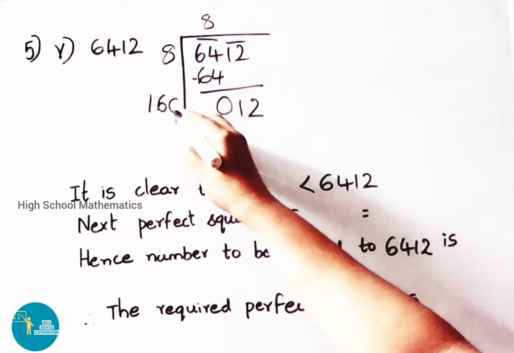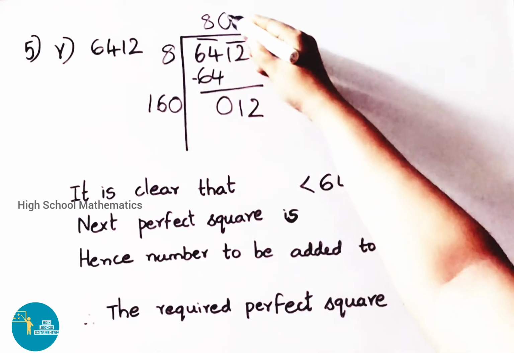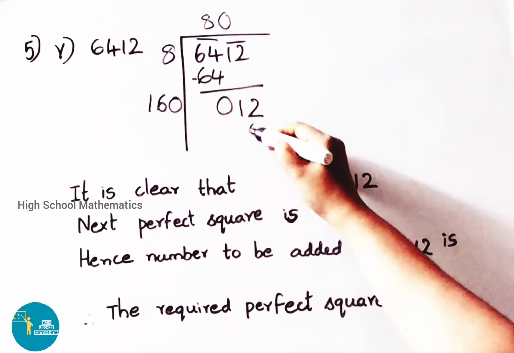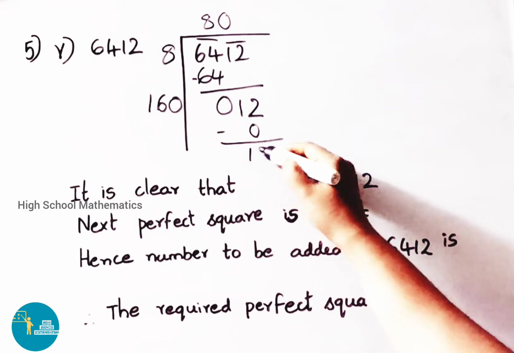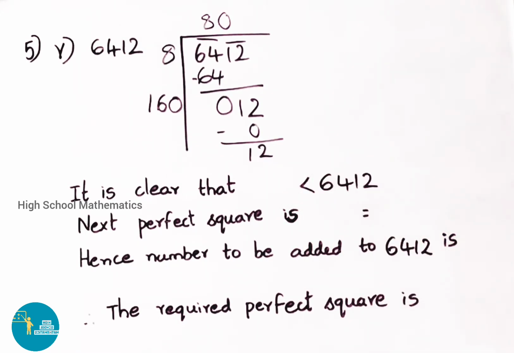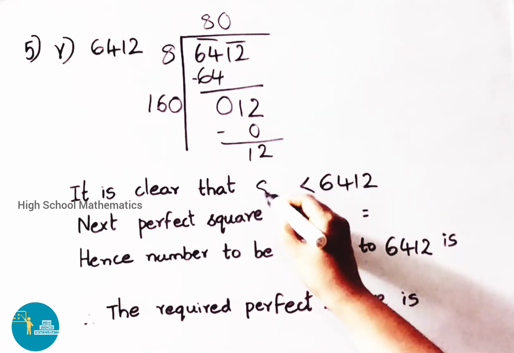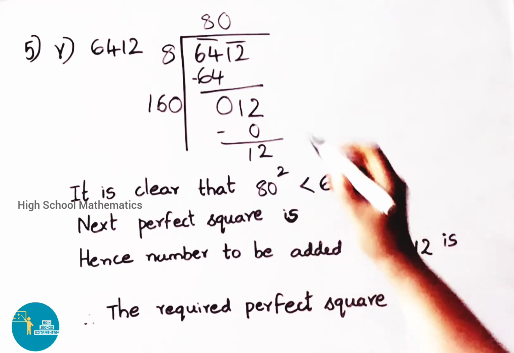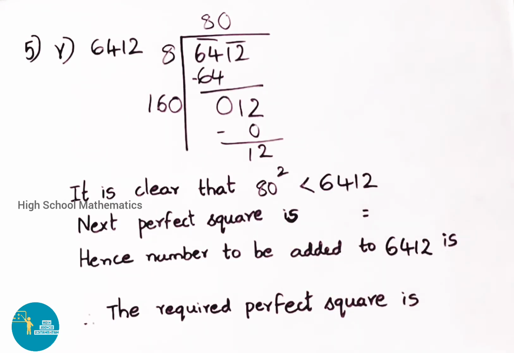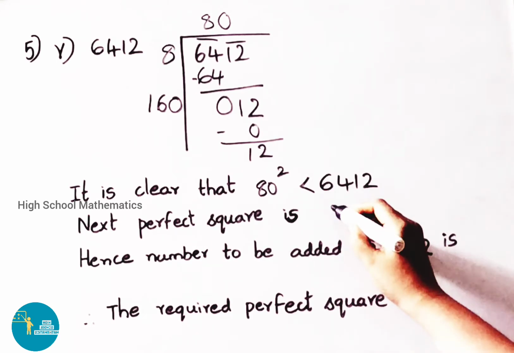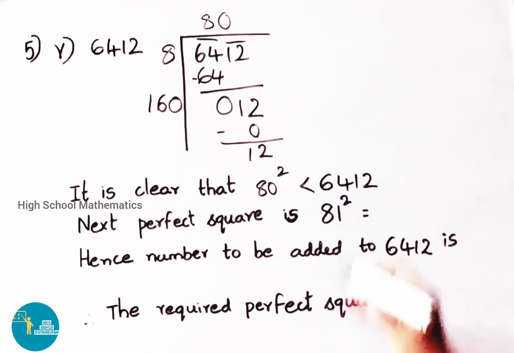So we have written here 0 and also in the quotient 0. 160 zeros are 0. So 12 minus 0, 12. So we get here remainder 12. It is clear that 80 square is less than 6412. So let us take the next number for 80, that is 81. So next perfect square is 81 square, that is 6561.